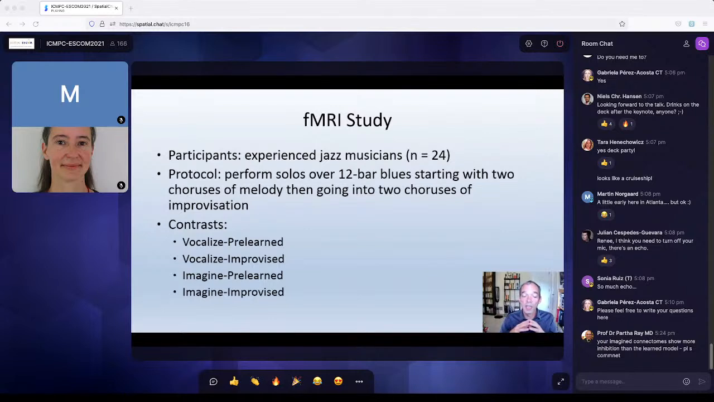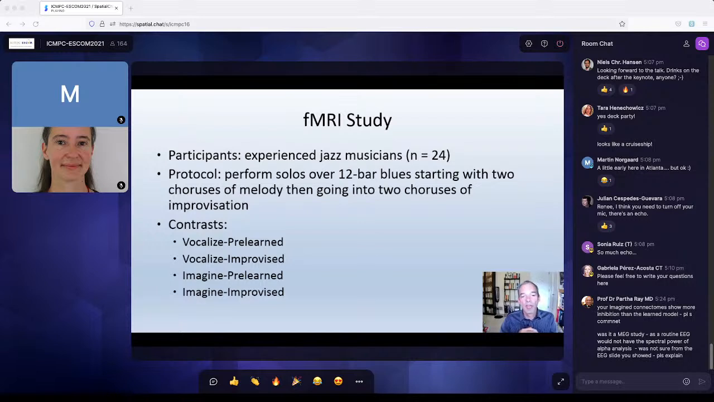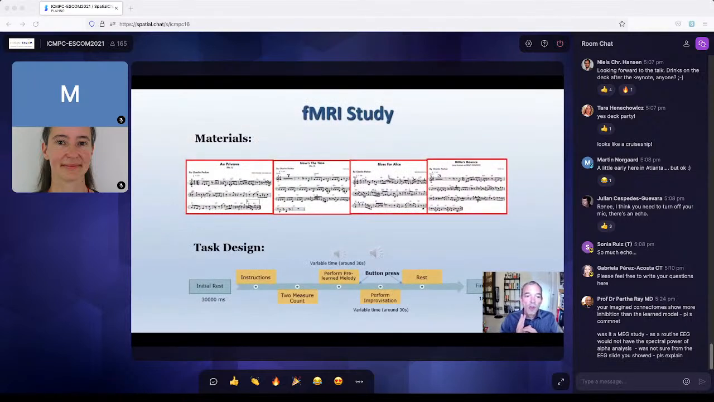So again, we kept this idea of imagining improvisations from the previous EEG study. This study had 24 experienced jazz musicians, not just pianists, but different instruments. They played, or sang, over a blues progression. They came into the lab knowing 4 common bebop blues heads. The instructions initially said, this is the head you're going to sing or imagine. It gave a 2-measure count. Then the idea is that you sing this twice or imagine it twice, and then you go into improvisation directly afterwards, like you would in a jazz performance.